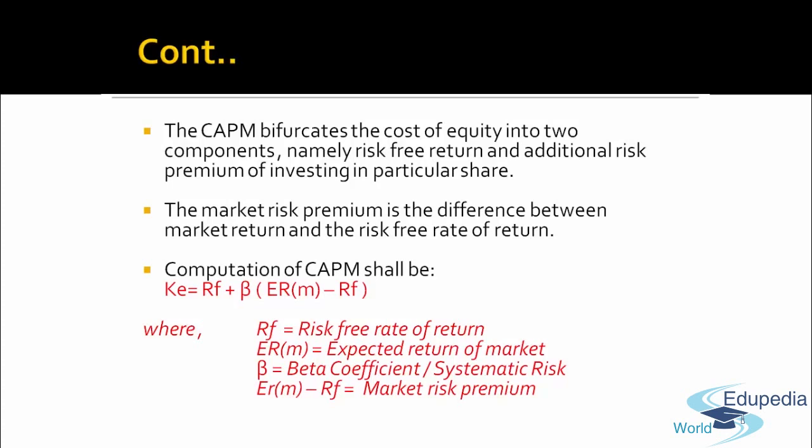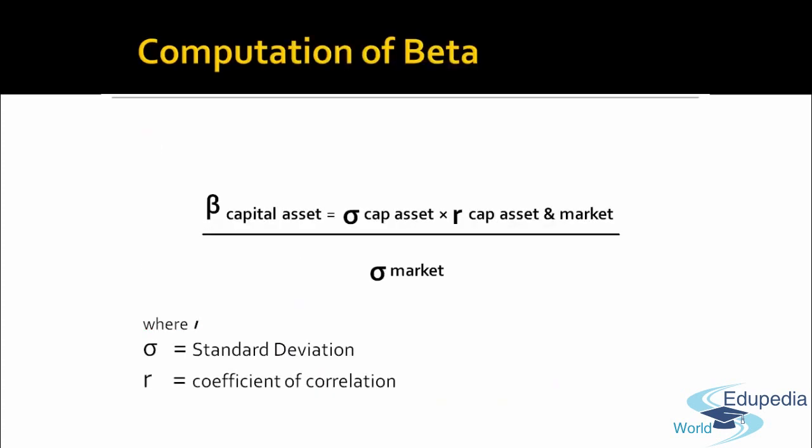So you can say that CAPM bifurcates the cost of equity into two components: the risk-free return component, which is Rf, and an additional return for the risk of investing in a particular share. Beta is computed as the standard deviation of that particular asset multiplied by the correlation of that asset with the market, divided by the standard deviation of the market. We have already learned how to compute the standard deviation and the correlation.